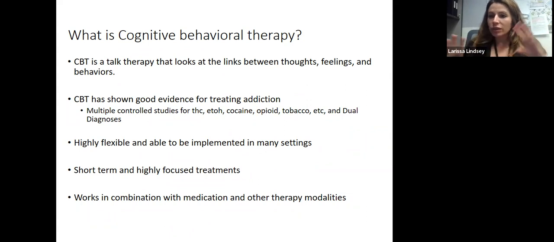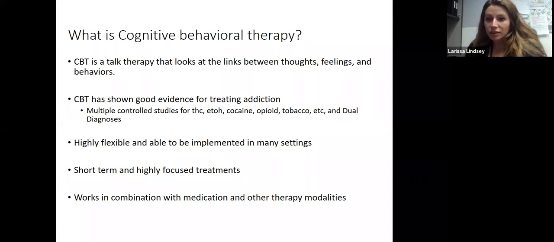So it's really about, and I'm going to show you a graph here in a second, teaching patients how to be experts in their own ability and understanding the links between what they think, what they feel, and what they do. And this type of therapy has really good evidence for treating all forms of addiction, behavioral addiction, every form of substance use. It's highly flexible. You can implement a full protocol, or you can just pull out different pieces, like some of the techniques I'm going to show you. It is intended to be short term.